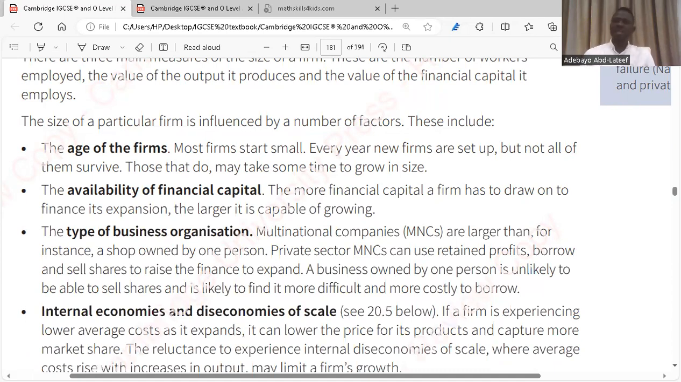How much capital the firm has invested into its operation can determine how big or small the firm is. That is the second point. Do you understand or not?